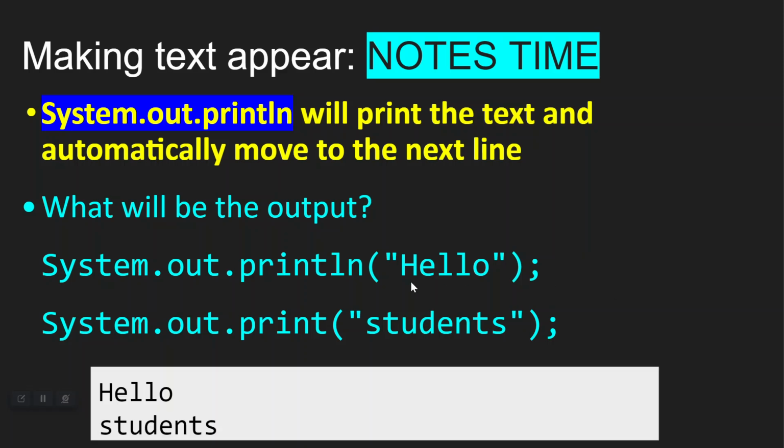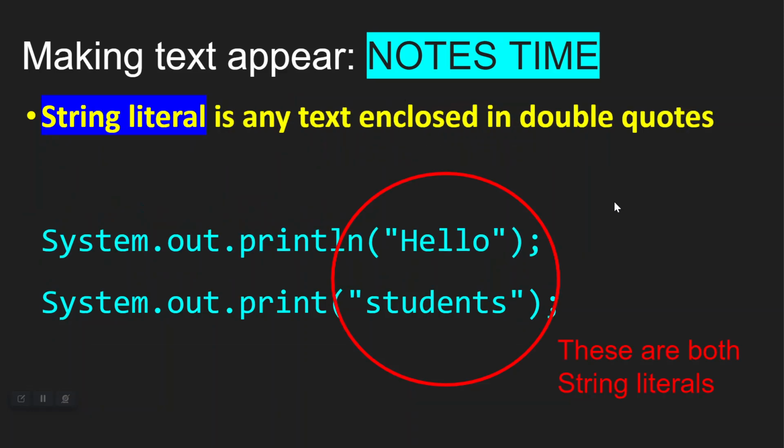This time you get hello and then it goes down to the next line and then it prints students. So that's one of the main differences. Well, that's one of the main things you need to learn in this lesson, just the difference between system.out.print versus system.out.println.